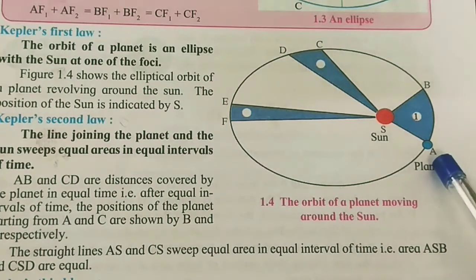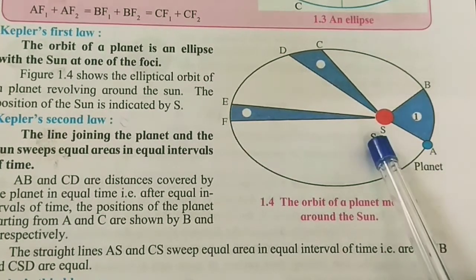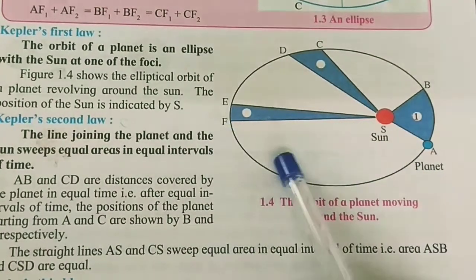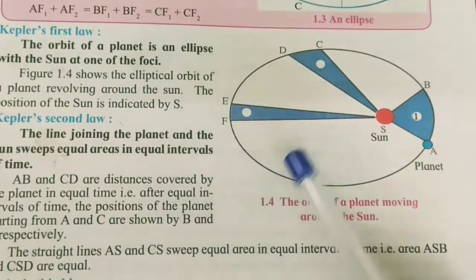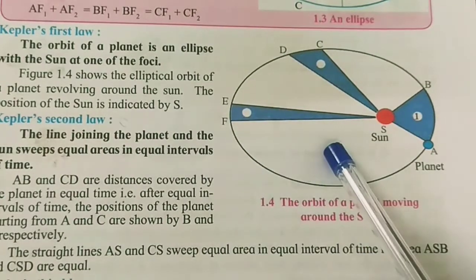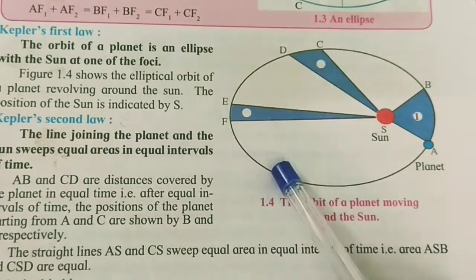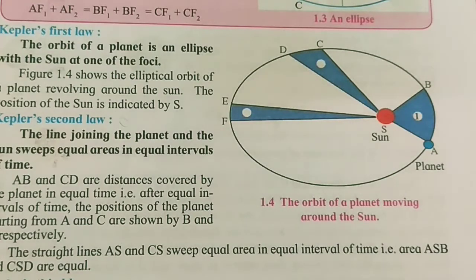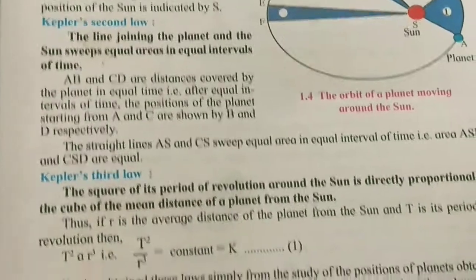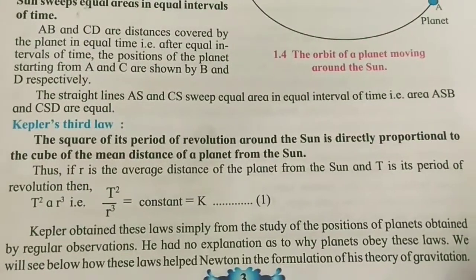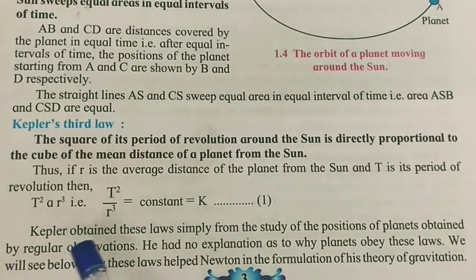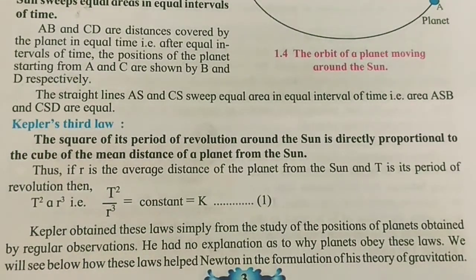Now see here, the planet is very near to the sun here and very far from the sun here. So we take the average of all the distances, that is called the mean. We take the mean of all distances, and that value is the mean distance of a planet from the sun. If you take its cube, we can find that T square is directly proportional to r cube. There is a relation: T square upon r cube is equal to a constant. It always remains constant everywhere for every planet.